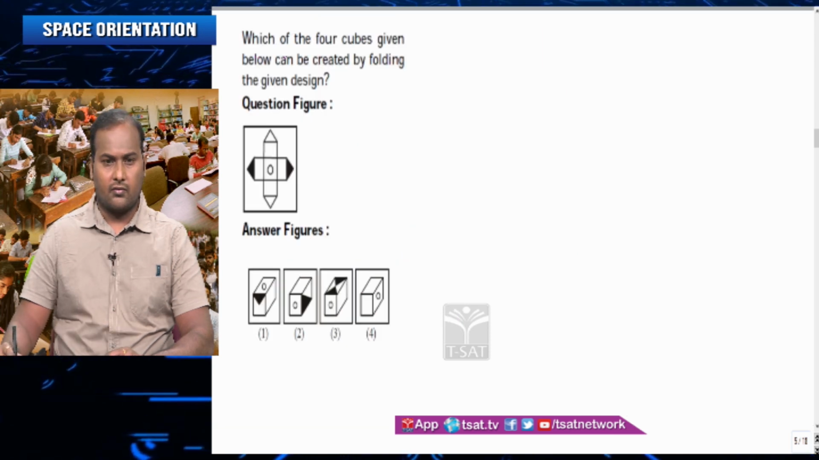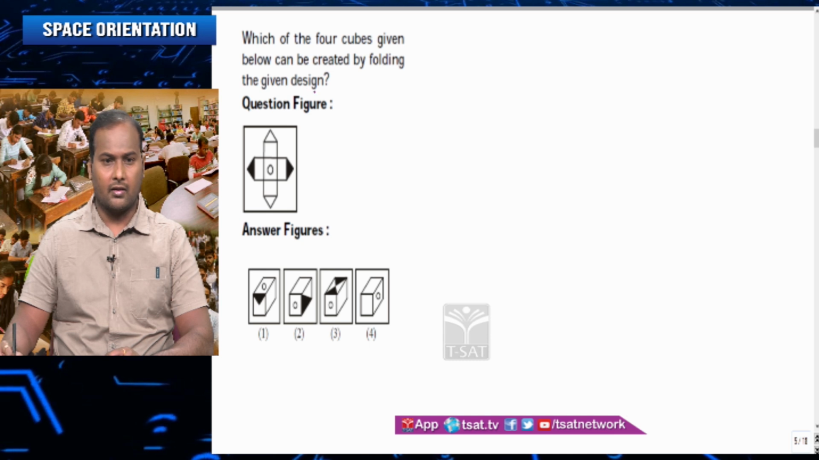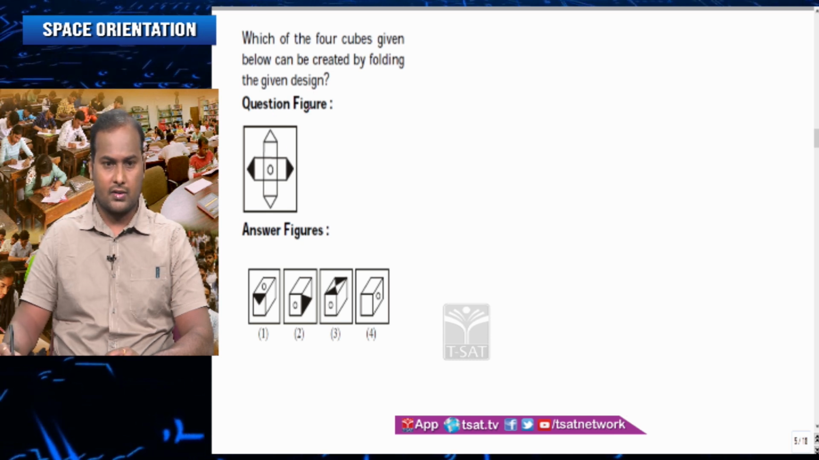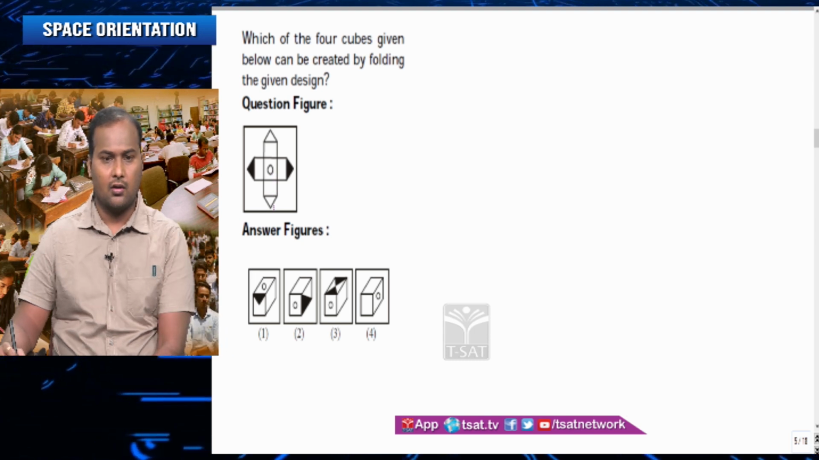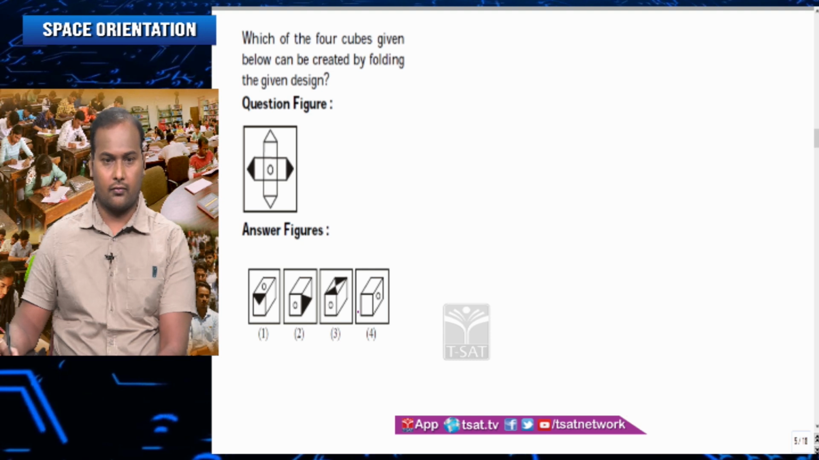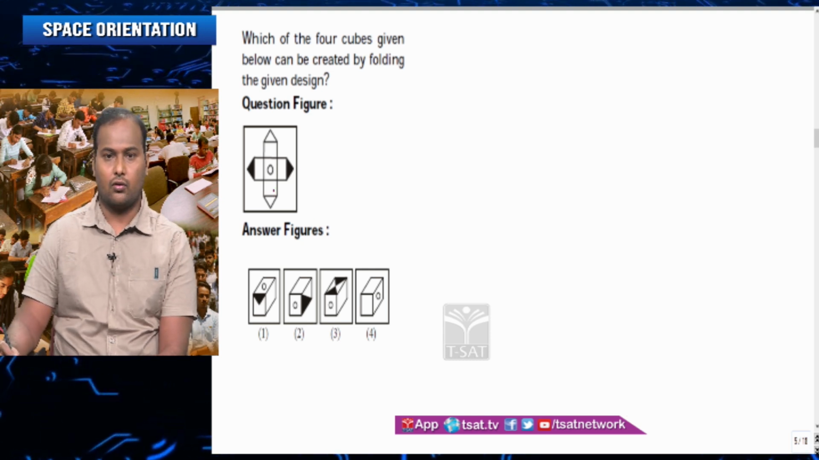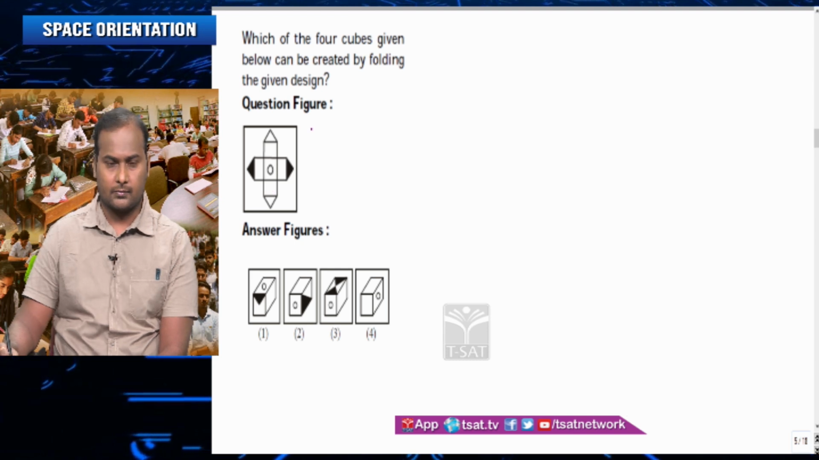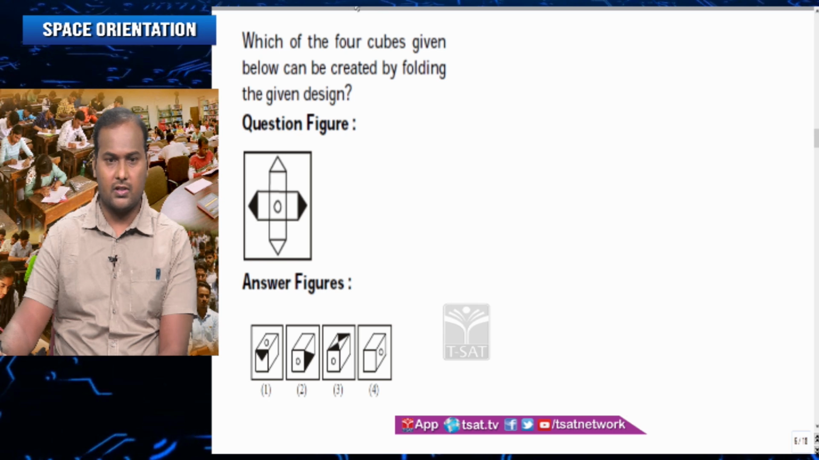In this question, which of the 4 cubes given below can be created by folding the given design? So in the question figure, a design is given. Now if I fold this design, which of the following options, either 1, 2, 3 or 4, will be correct, he is asking. So before finding this, I said to find out the opposites first. Let's try to find out the opposites now.